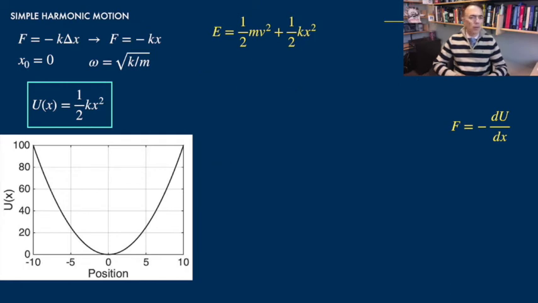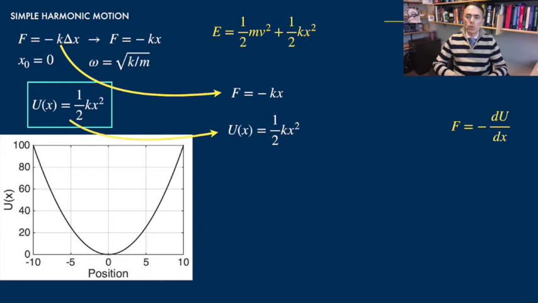We can check this expression with the explicit force and potential energy of a spring. F is equal to minus kx and U is equal to 1/2 kx squared. If we differentiate the potential, we actually get the negative of the force.